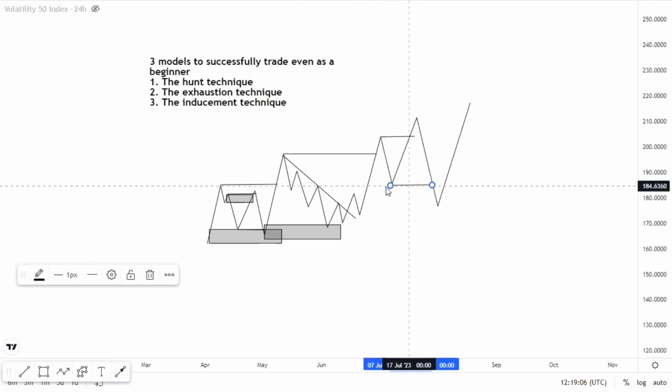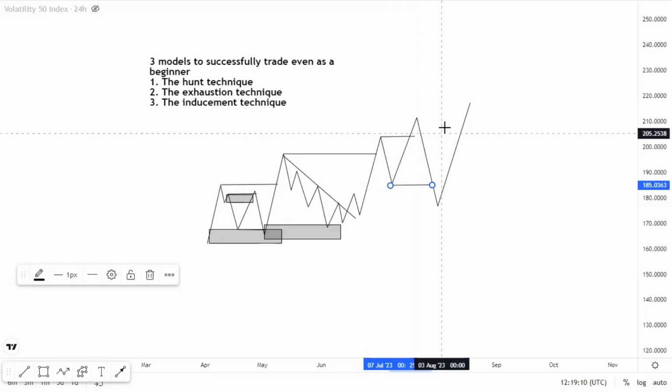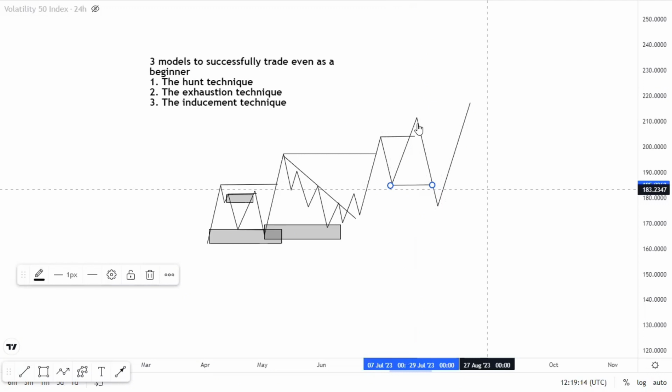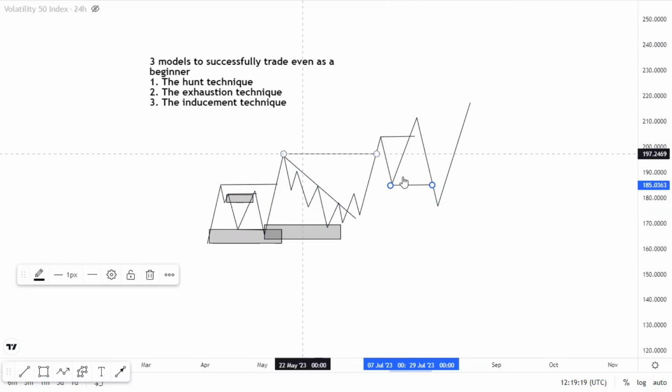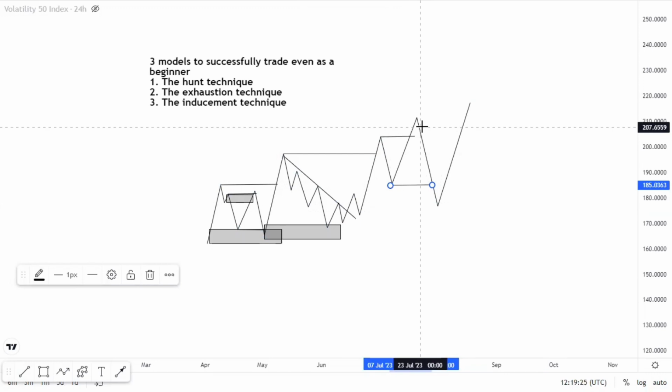Now, traders will believe that this is a break of structure to the upside, and they will be looking forward to sell from this area. Now, I think I'm going to make a video on why inducement happens.